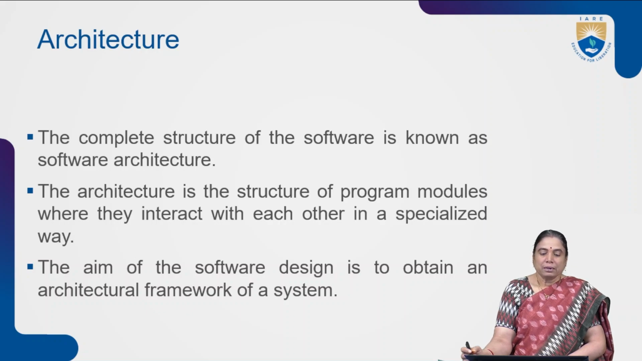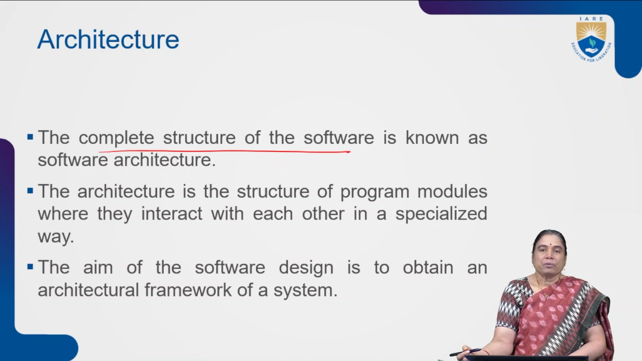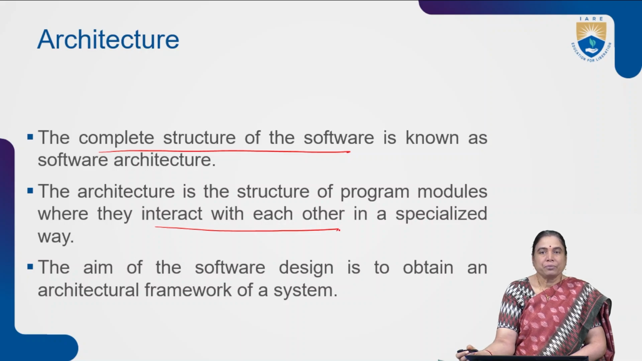First, we will discuss regarding the architecture. The software architecture generally presents the complete structure of the software and where the components of the project are placed and how they are related and how they exchange the data, pictorially represented with the software architecture. The architecture is the structure of the program modules where they interact with each other in a specialized way. So the aim of software design is to obtain an architectural framework for the system.